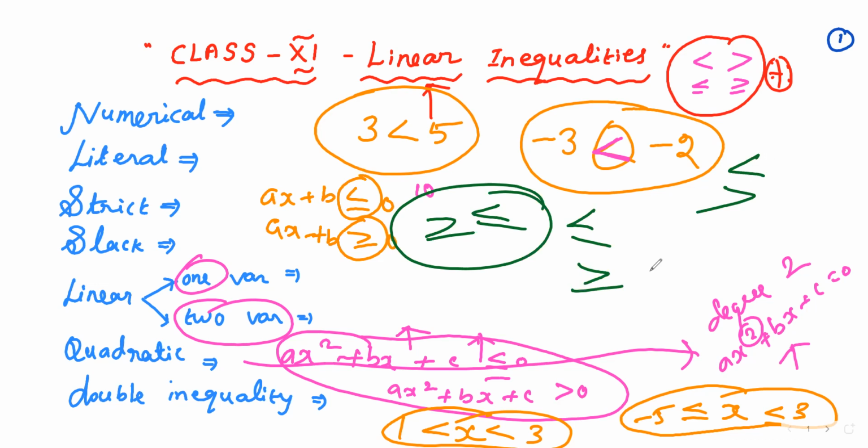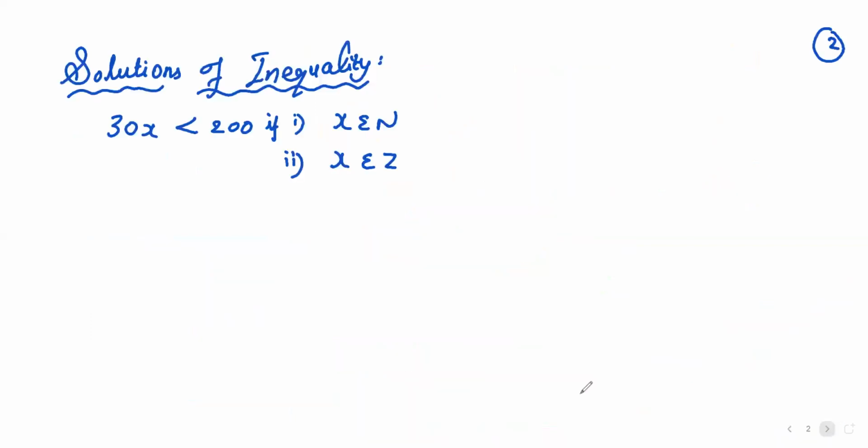Okay, numerical inequality, literal inequality, strict inequalities, slack inequalities, and linear inequalities in one variable ax plus b less than or equal to 0, and linear inequality in two variables. It has two variables in that equation, and quadratic everyone knows. And what's that double inequality? x lies between 1 and 3. Okay, we go to solutions of inequality.